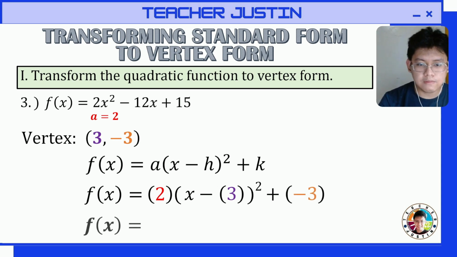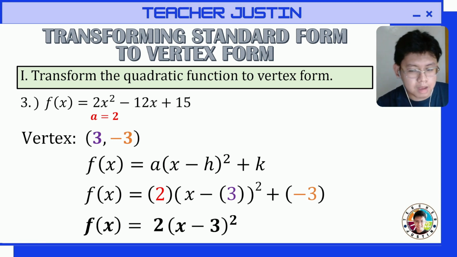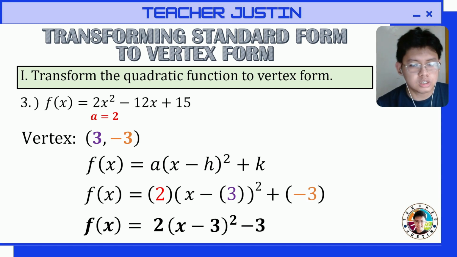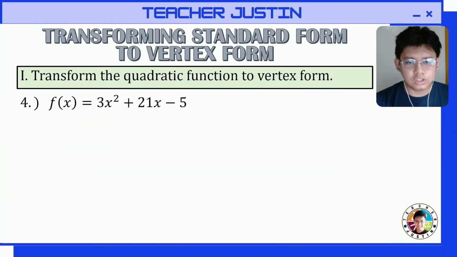So we will have f of x is equal to 2. Then negative times positive is negative, so square quantity x minus 3. Then positive times negative is negative, so we have negative 3. So our vertex form will now be f of x is equal to 2 times the square quantity x minus 3 minus 3. And that's it. Ta-da! Alright. Let's transform this quadratic function to vertex form.